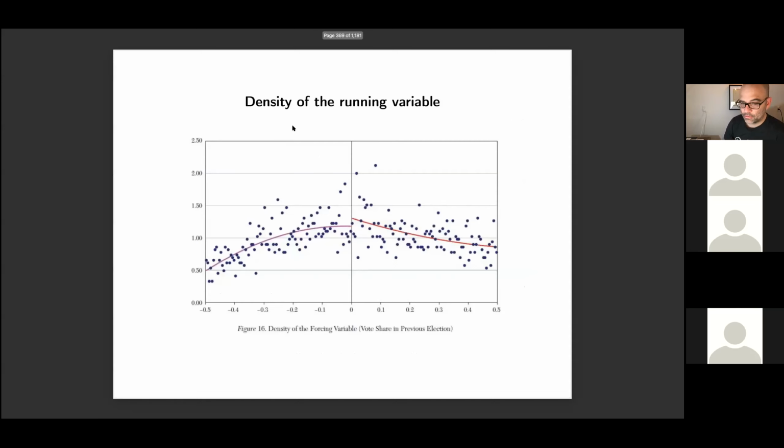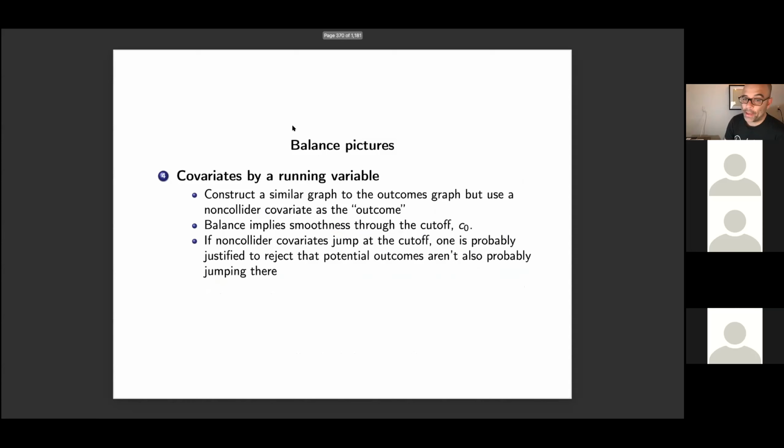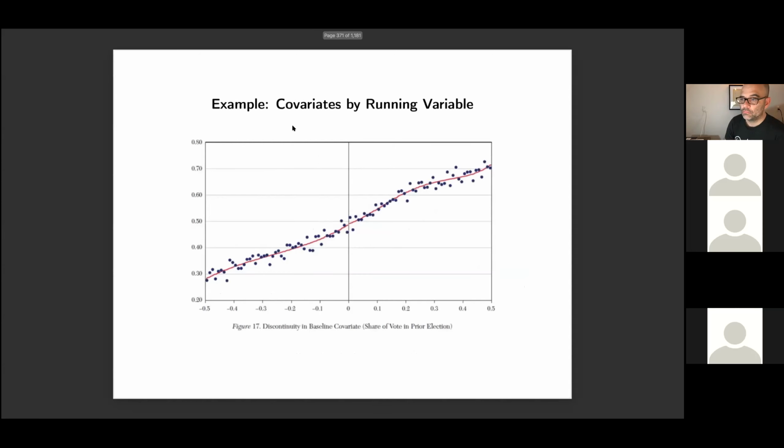Density test, you have to show that, that's mandatory. Balance pictures, show things like that.